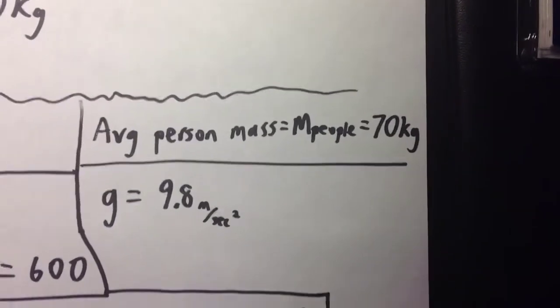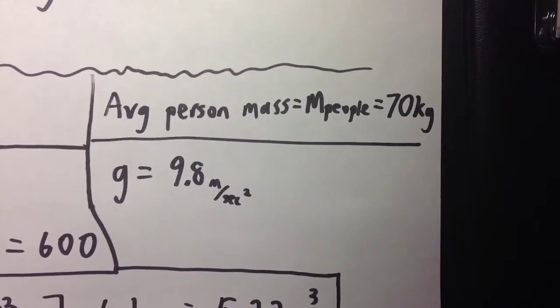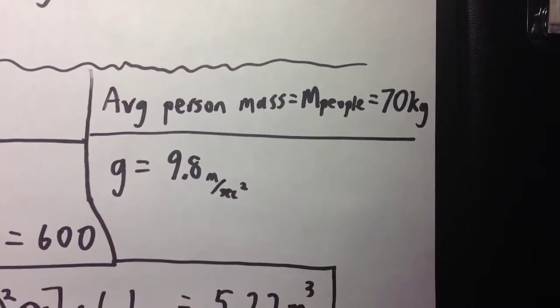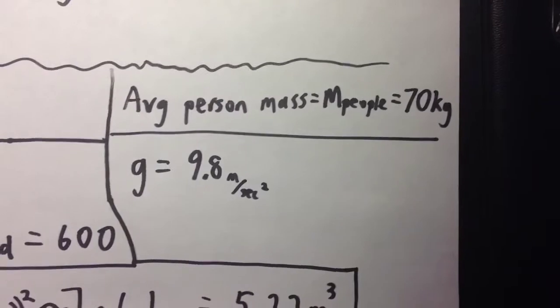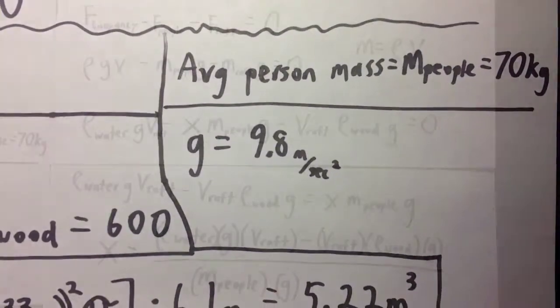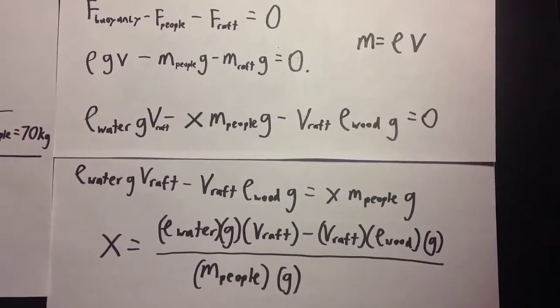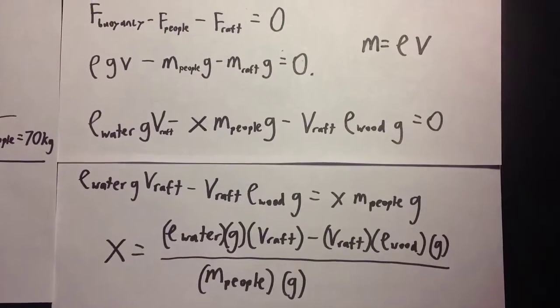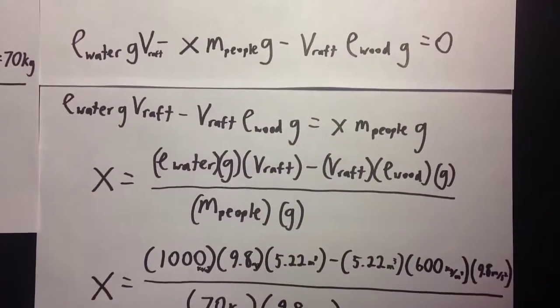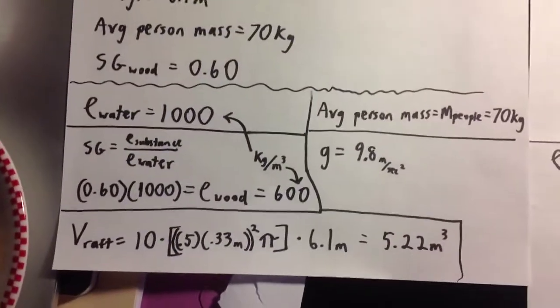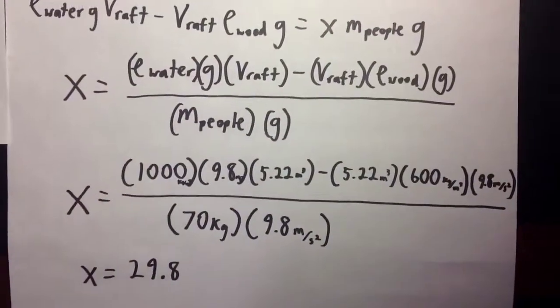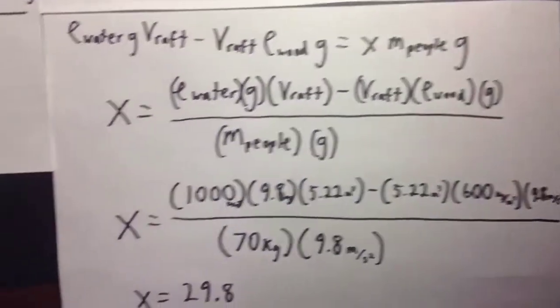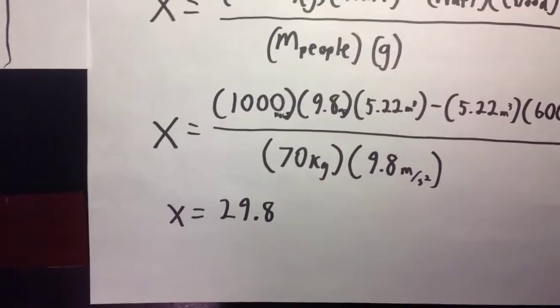The average person mass is given to us as 70 kilograms, which is m people, and g is always 9.8 meters per second squared. After solving for all the variables, I went back and manipulated the equation so we can solve for x. I then plugged in all of these variables into the equation and was able to get x equals 29.8.